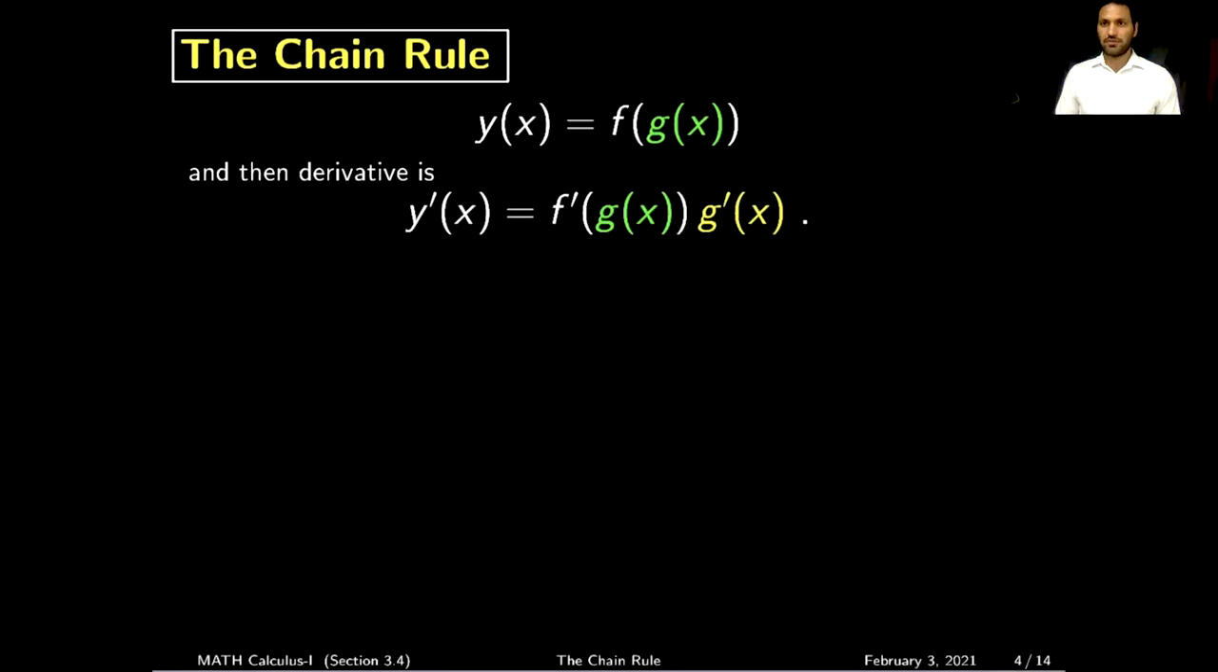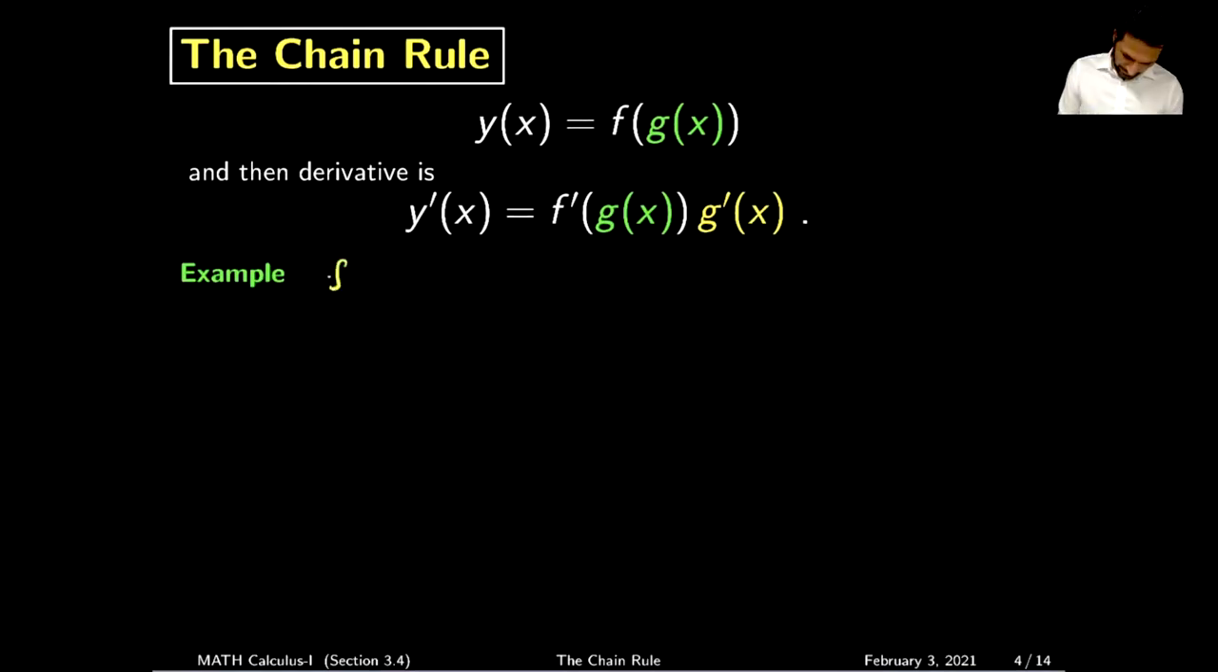The formula of the chain rule reads as the derivative of the outer function, evaluated at the inner function, and then we calculate the derivative of the inner function and put it outside. To have a better understanding of this rule, let's practice it with some examples.